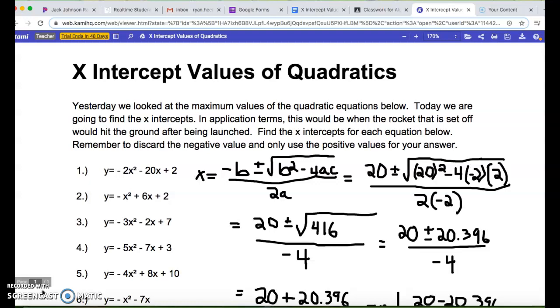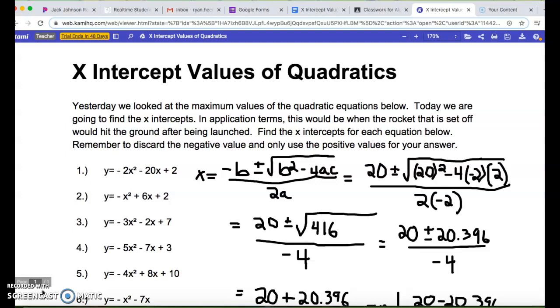So when you do quadratic formula with these, typically you're going to get one answer that could be positive, one that could be negative. You could get two that are negative, which is really not possible, or you could get two positives. So really we want to focus on the positive answers for these.